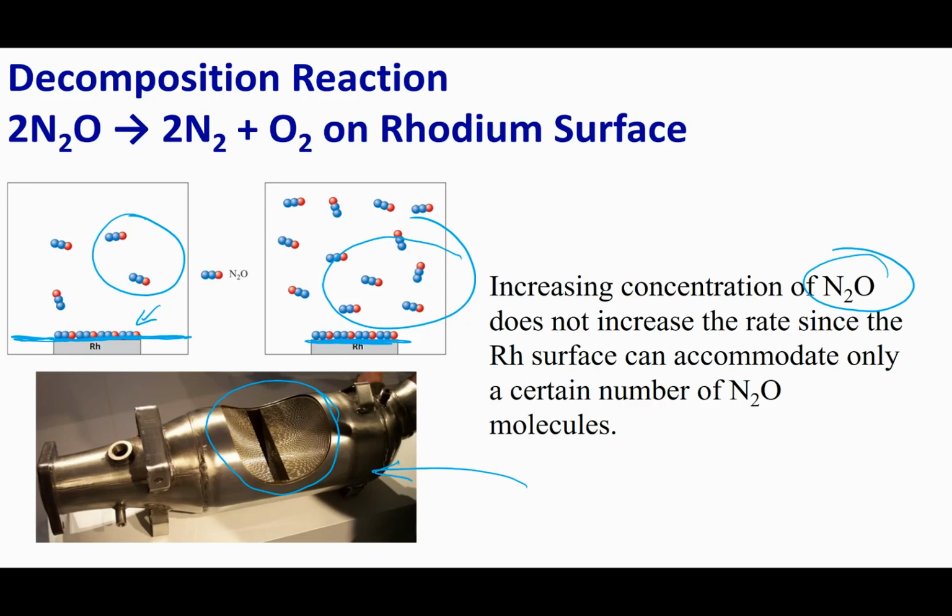Kind of a cute little aside is this rhodium catalyst is a very expensive metal. It is more expensive than gold, and this is part of the reason why people like to steal your catalytic converter, because it's probably one of the most expensive small parts in your car.